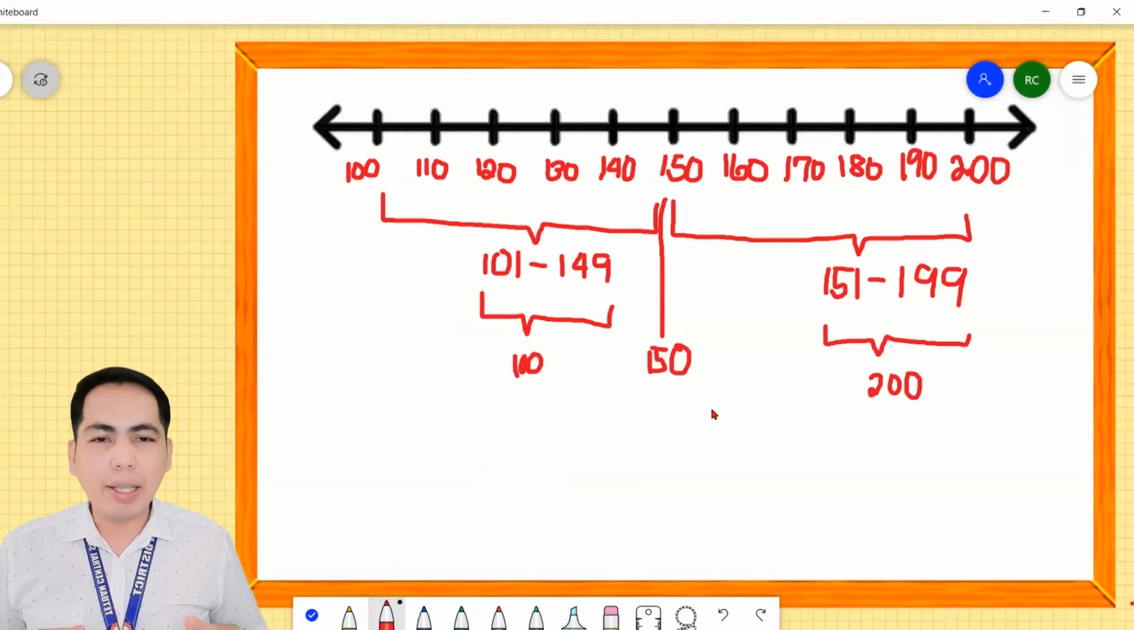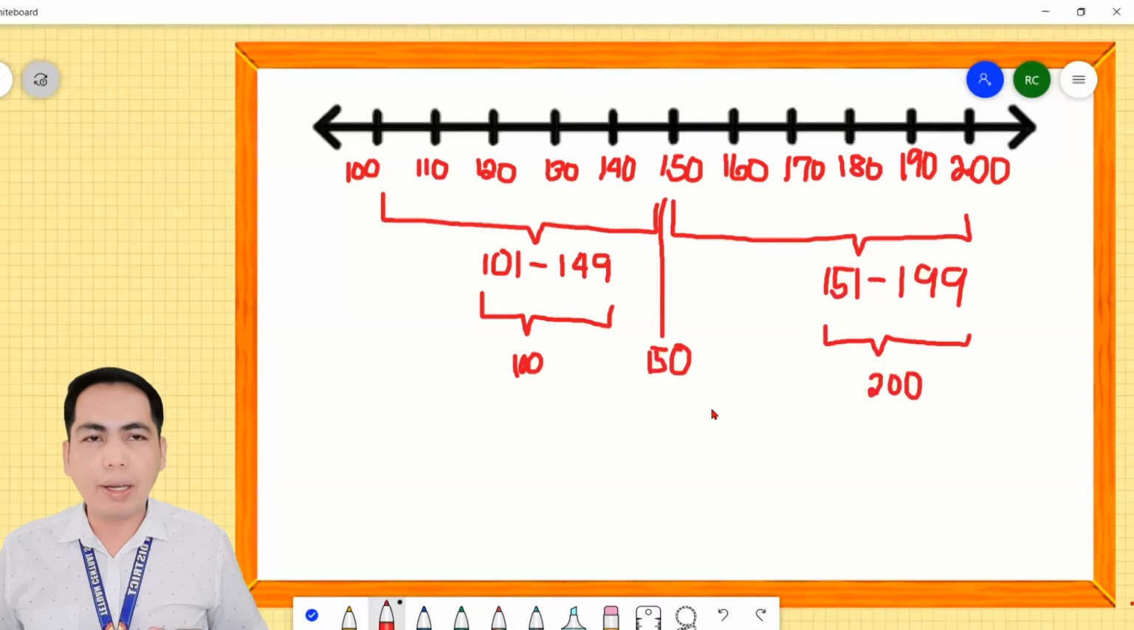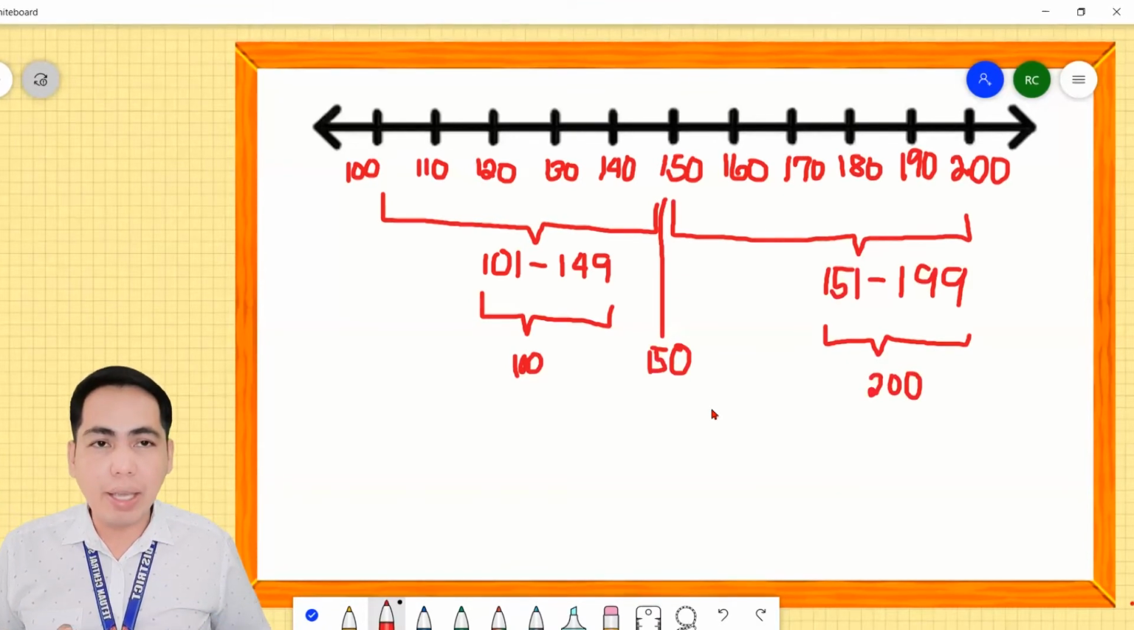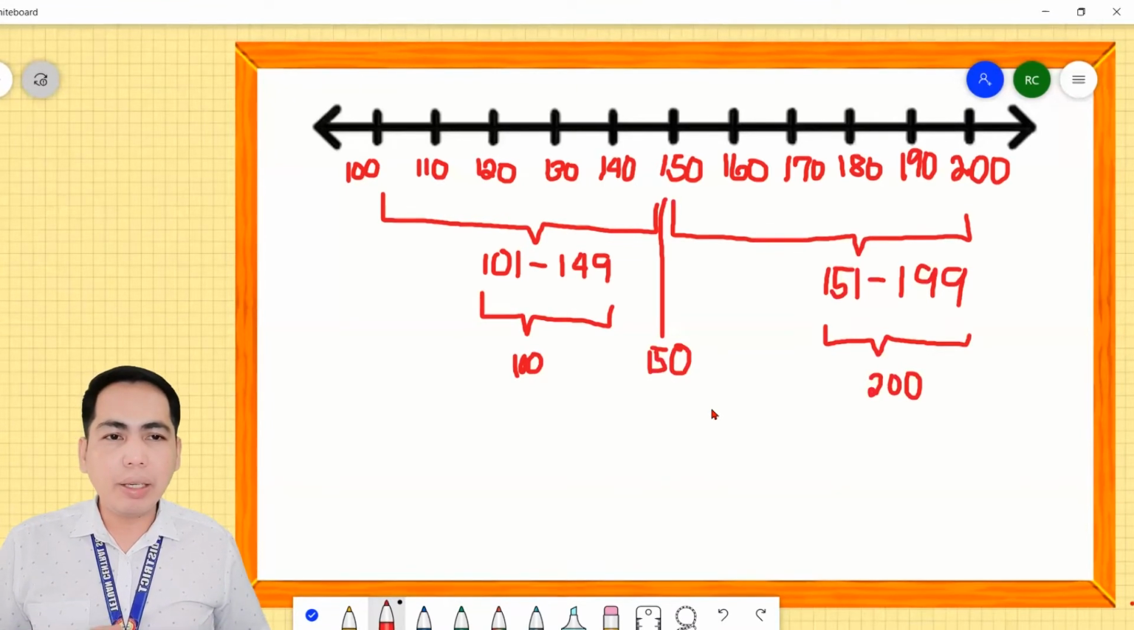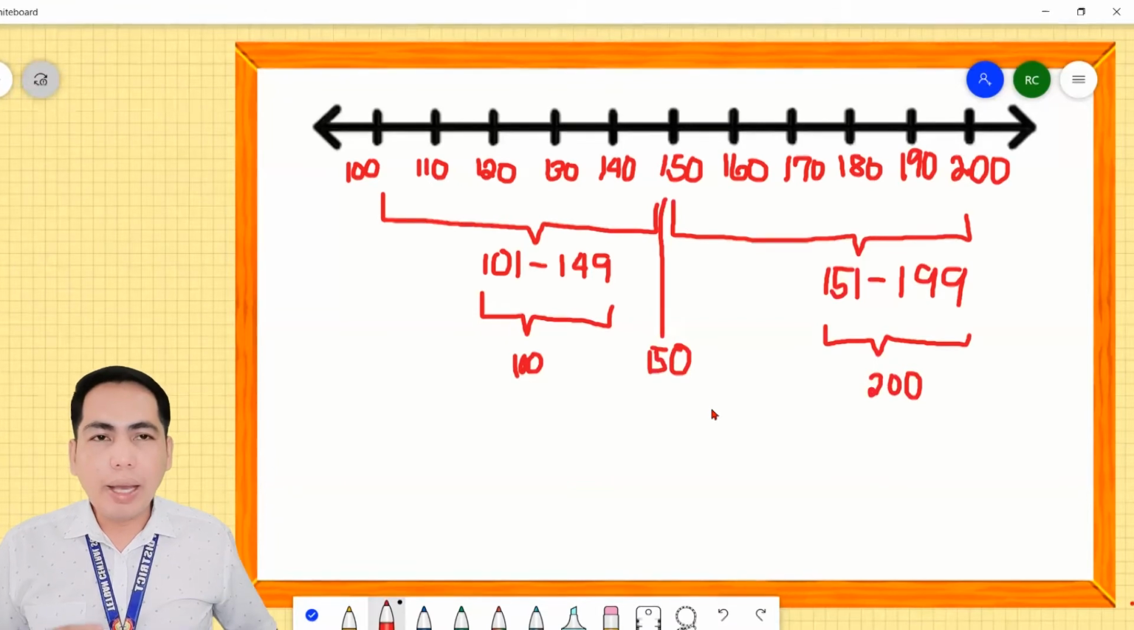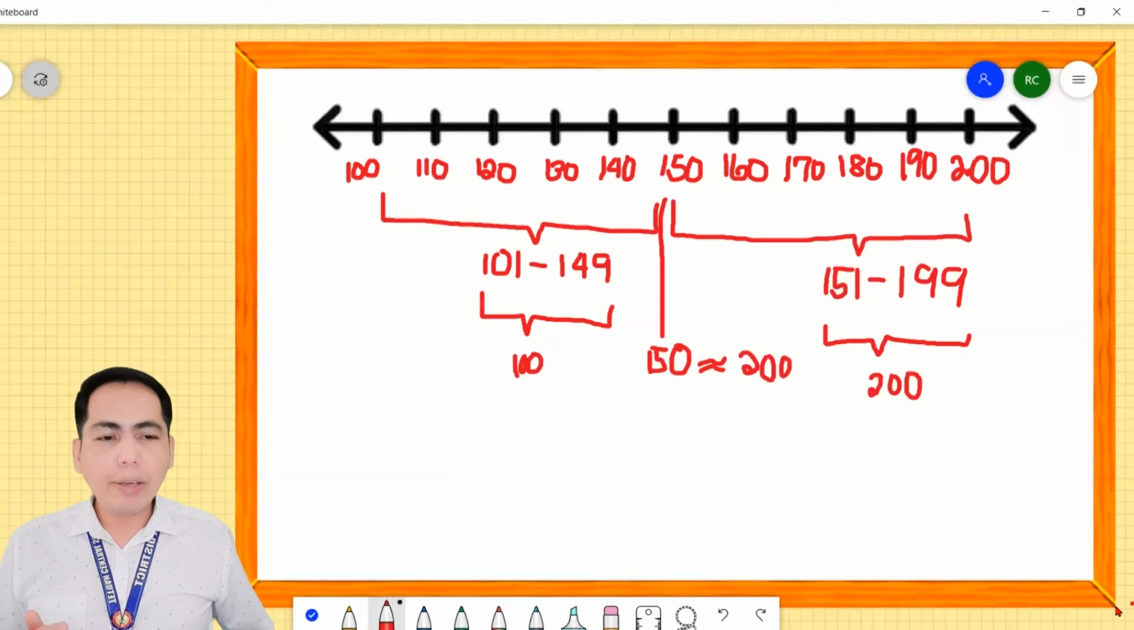The distance of 150 to 100 and the distance of 150 to 200 is the same. According to the rule, if the distance is the same, we have to take the bigger number. So, when 150 is rounded off to the nearest 100, this is approximately 200. What if we don't have the number line?